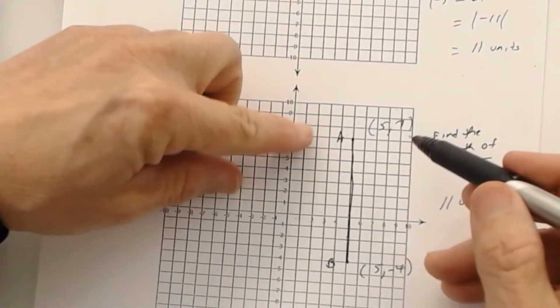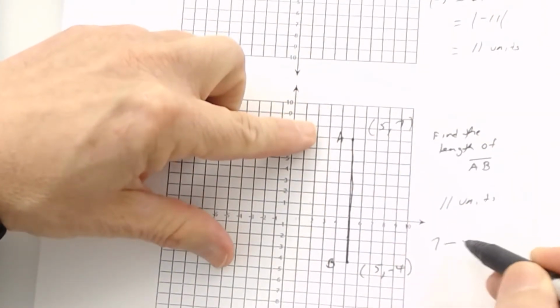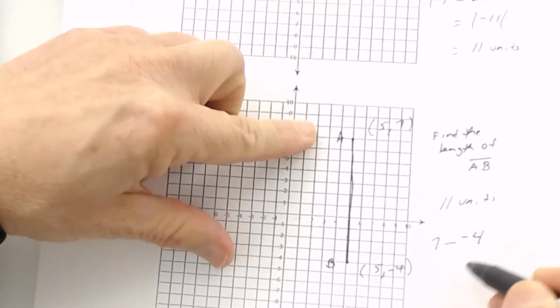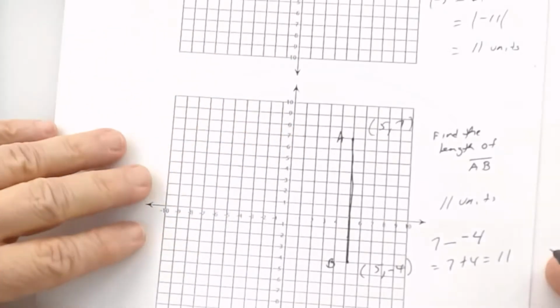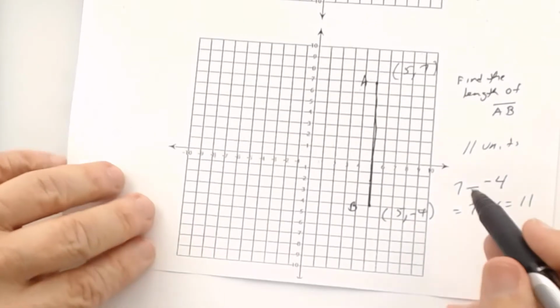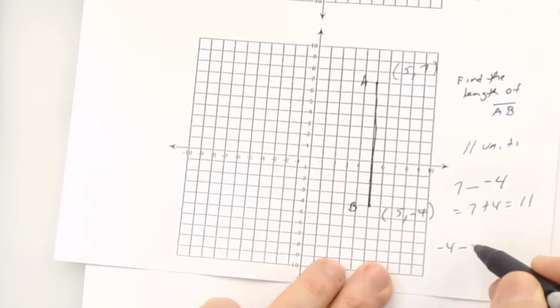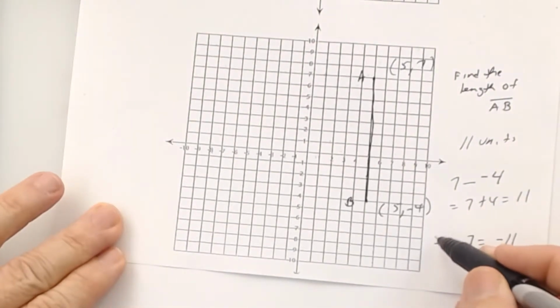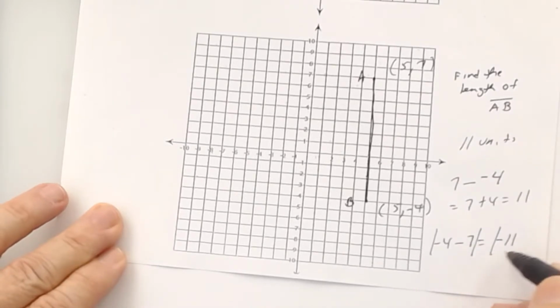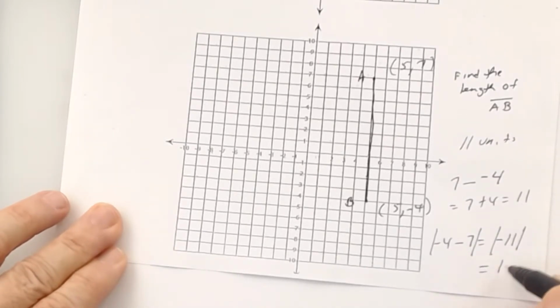So if I start with 7, I can say 7 subtract a what? Negative 4, which really is 7 plus 4, which is what? 11. So that's positive. I'm good with that. If I go the other way, I would get negative 4 subtract 7, which is what number? Negative 11. All right, but remember, distance can't be negative, so I've got to take the absolute value. So I'm going to go back over here and put this in absolute value bars, this in absolute value bars, and therefore my answer is what? 11.